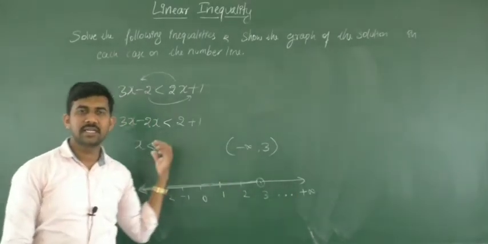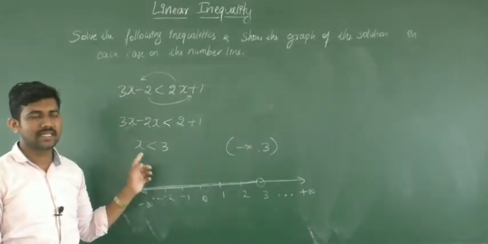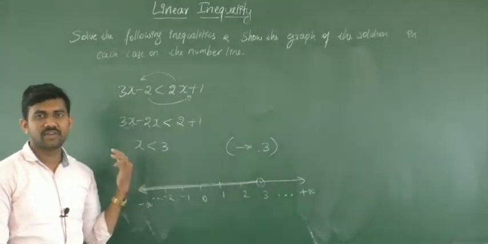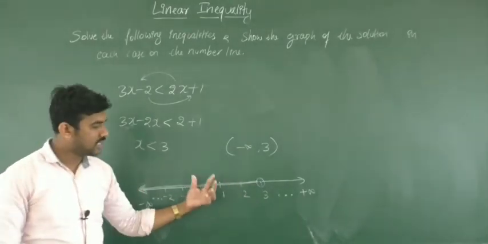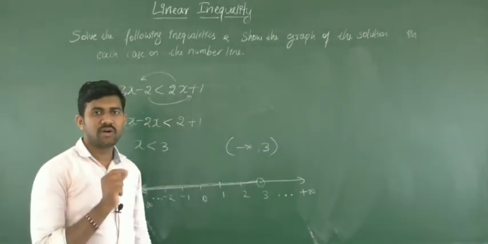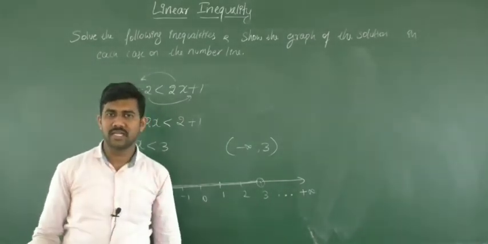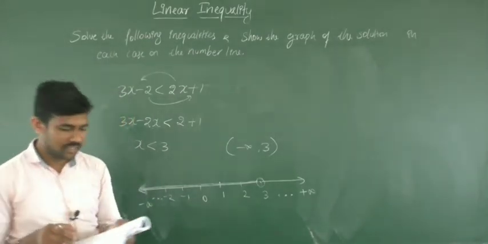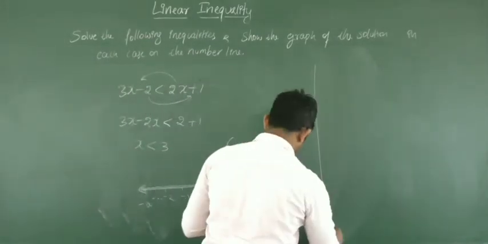But here the case is what? x is strictly less than 3, so left hand side you have to draw the thick line. So we can say the shaded region represents the solution of the given inequality on the number line. Okay, now we'll see the next question.